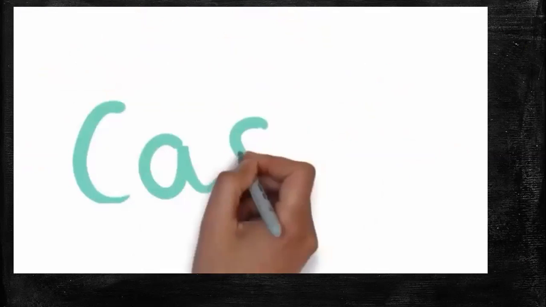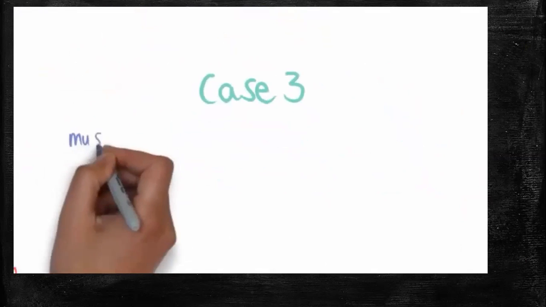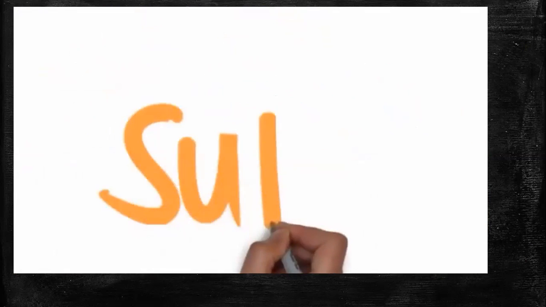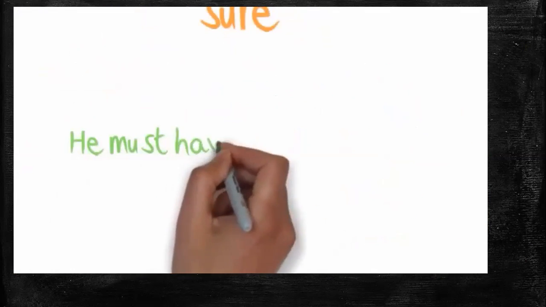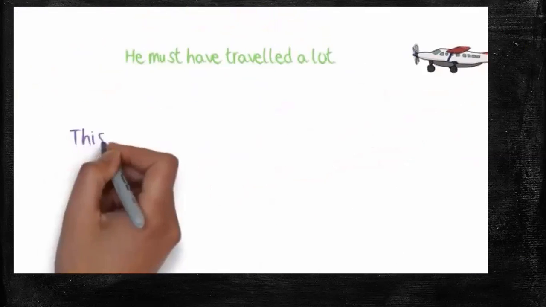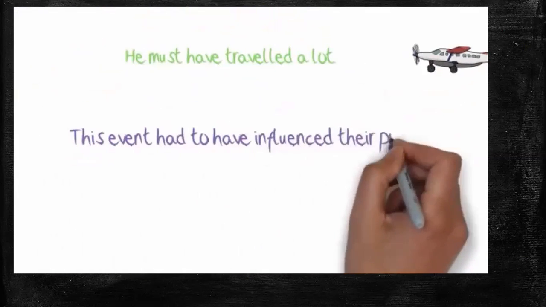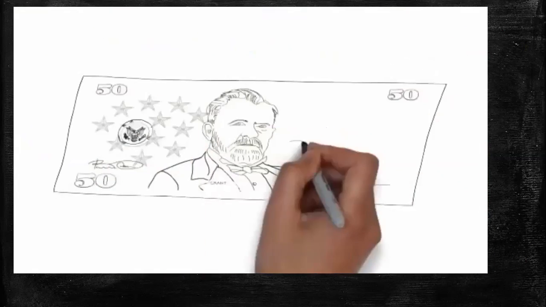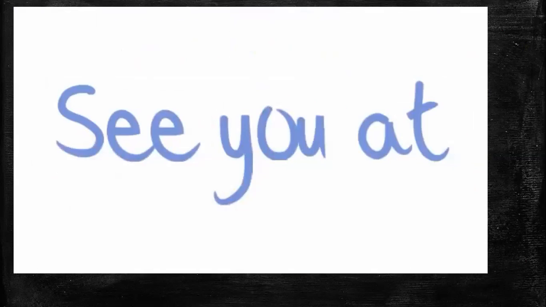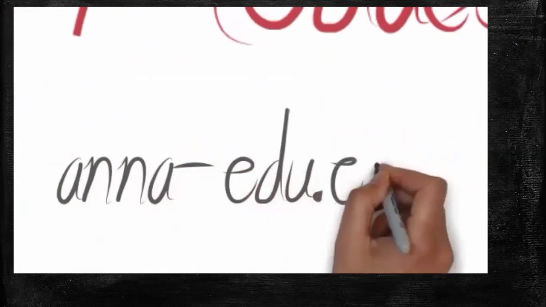Case number 3. We use must have, had to have, plus past participle when we are almost sure about our conclusions. He must have traveled a lot, meaning I'm pretty sure he's traveled a lot. This event had to have influenced their profits, meaning I'm quite certain that this event has influenced their profits. Well, I hope it makes sense, and now it's clear when to use past modals. You're welcome to write your examples or questions in the comments. I'll be happy to answer them.